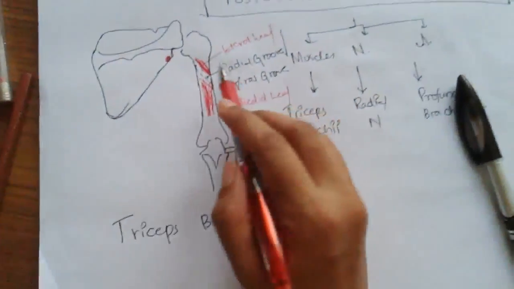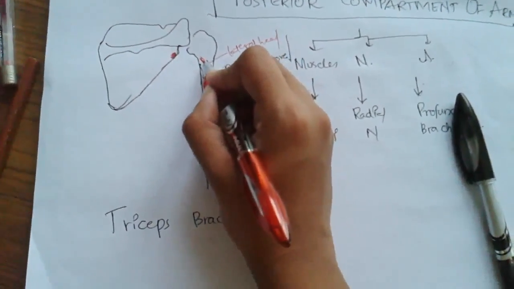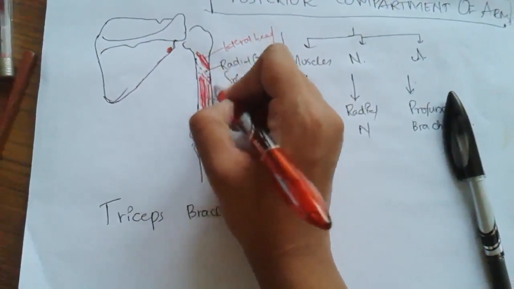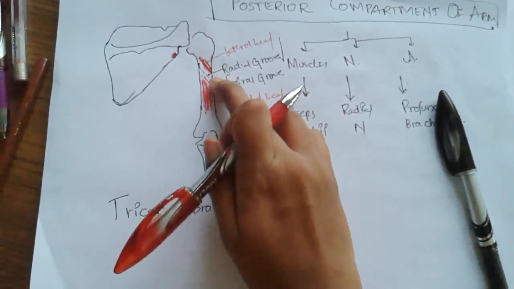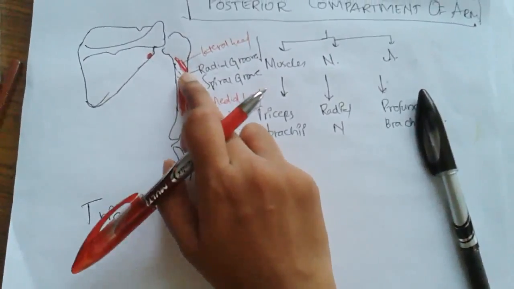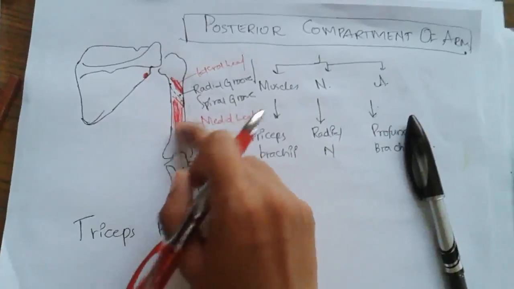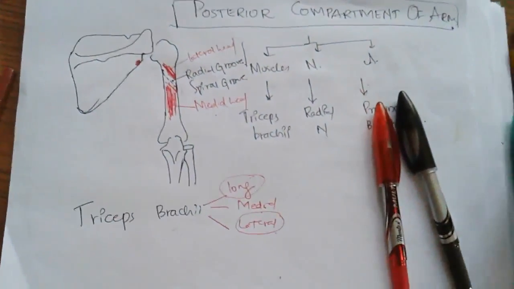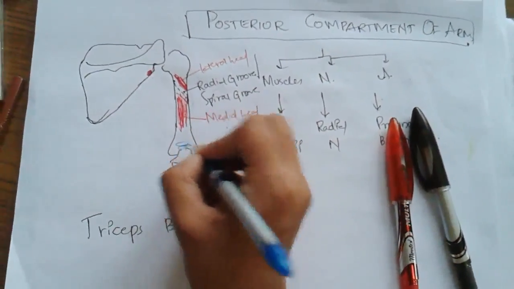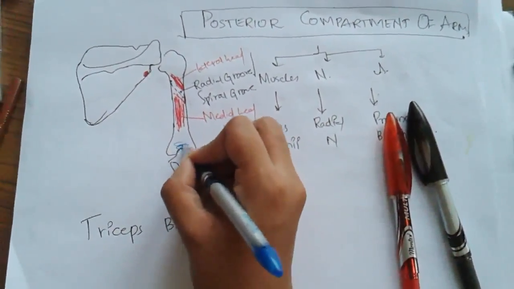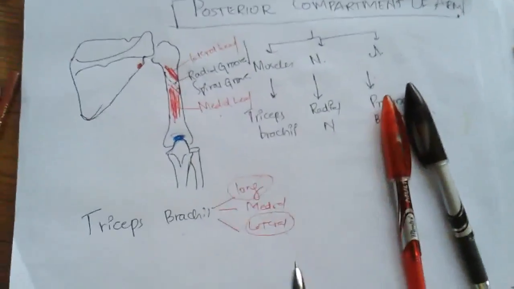Why is this called lateral and why is this called medial? You can see this is a little more medial compared to this one, so this is called the medial head. In comparison to the radial groove, the medial head is medial to the radial groove, and the lateral head is lateral to the radial groove. That is the reason why this is called the medial head and this is called the lateral head. All of these are inserted into the superior surface of the olecranon process of ulna. This is the olecranon fossa, and this is the olecranon process.